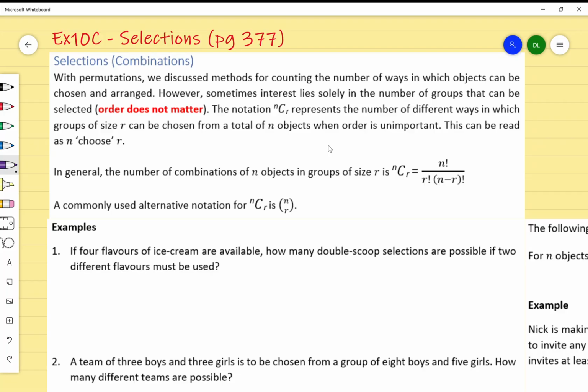In the last lesson, we looked at permutations, where order does matter. The example I provided was a bike lock, where 1116 is obviously going to be a different result from 6111, despite the numbers being the same. Today we're looking at situations where the order does not matter.